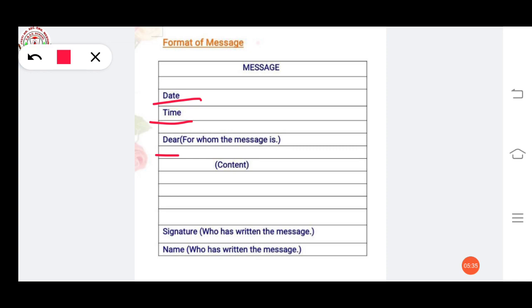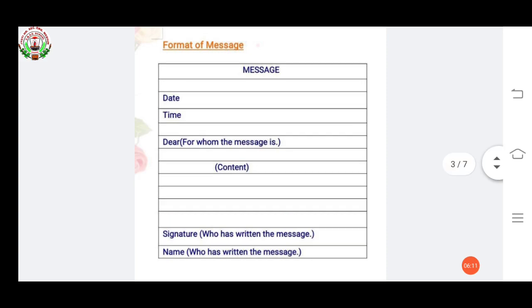After writing this, you have to write the content. Content means whatever information this message is containing, you have to write it in content. After completion of your content, leave a line like this. After that, signature, and then the name of who has written the message. If your name is Rahul, then write signature, and after that write Rahul in bracket. Okay, now we will see some examples.